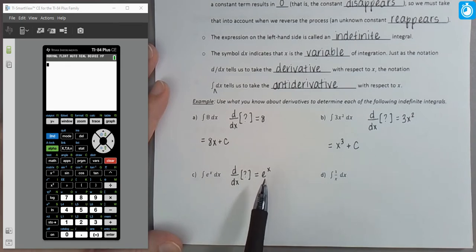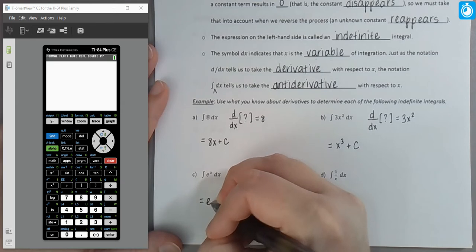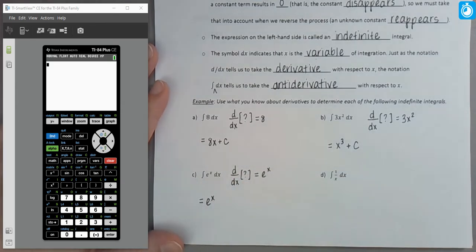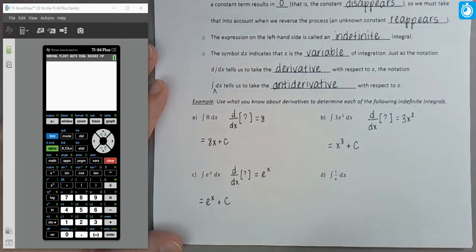So if you were to anti-differentiate e to the x, it takes you back to a function of e to the x. So e to the x is its own derivative. It's also its own antiderivative. So the process is going to work both ways. And again, plus c, because there could be an unknown constant that differentiates to 0 when we apply this process.